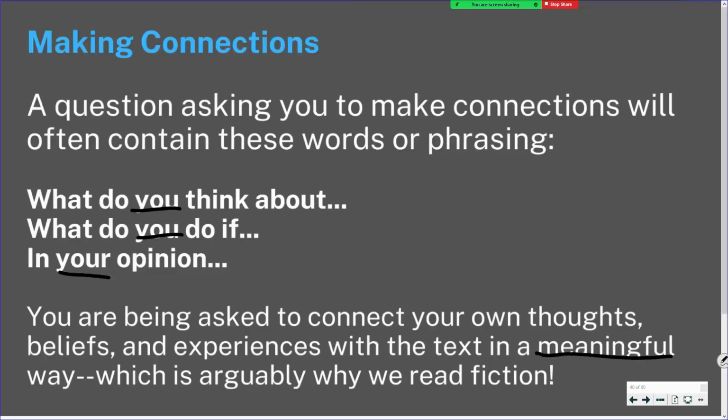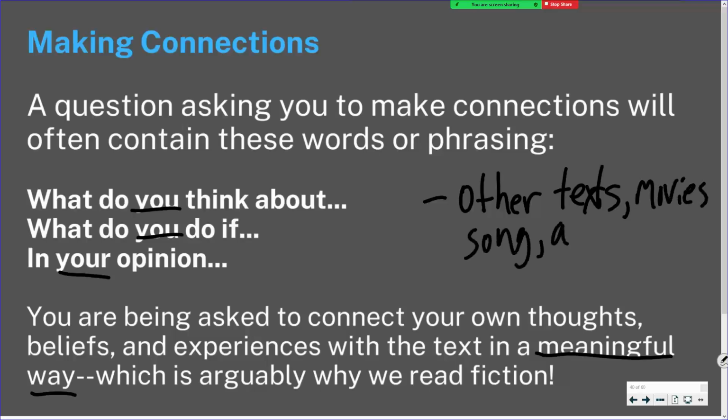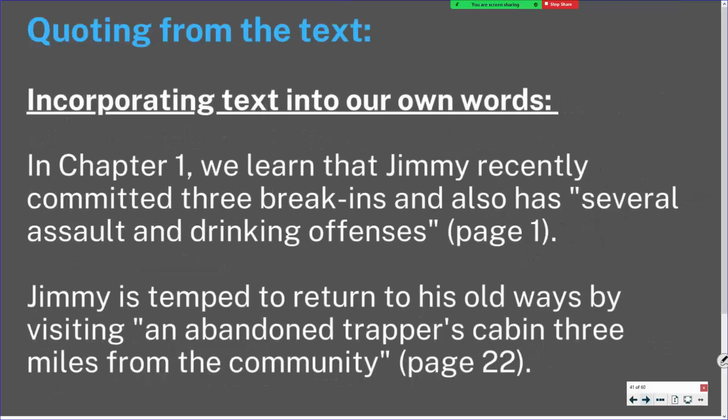And I would argue, in my opinion, you may disagree, but this is why we read fiction. We read fiction because we want to make connections in our own life with somebody else's life, with somebody else's story, right? And you can make connections with other books, other texts, movies, songs, art, poetry, paintings, whatever, right? So a good book, a good story is going to make you think about other really cool stuff in your life, right? So you're making connections to help you understand it, okay?